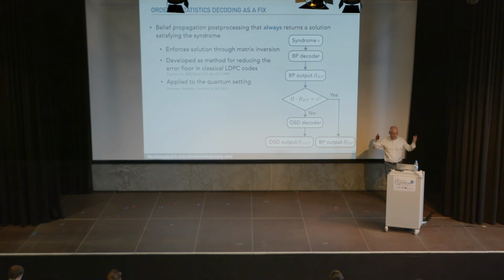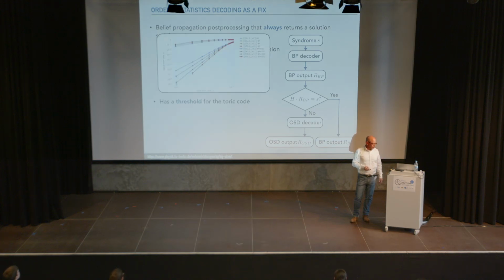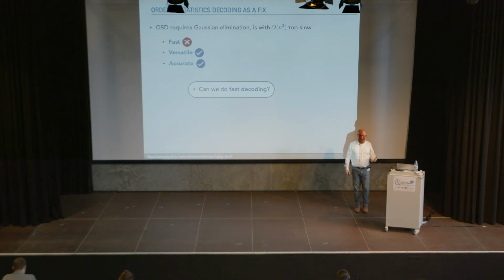That was originally classically developed as a method for reducing the error floor for classical LDPC codes, but has been applied to the quantum setting in this beautiful paper by Panteleev and Kalachev, and now is bread and butter in this world to make things happen, and it's a one-size-fits-all decoder for quantum LDPC codes. It has a threshold for the toric code, it works well, it's reliable. Belief propagation plus ordered statistics decoding is a great way forward. So it's fast, it's versatile, it's accurate.